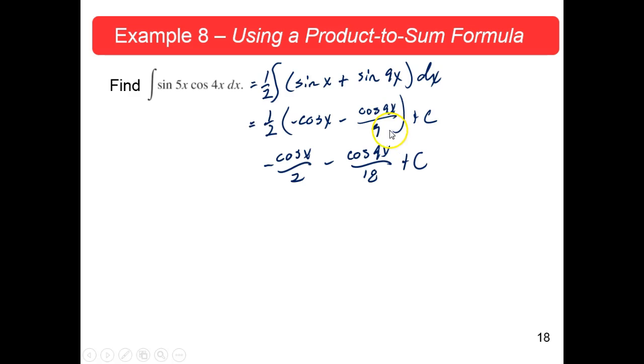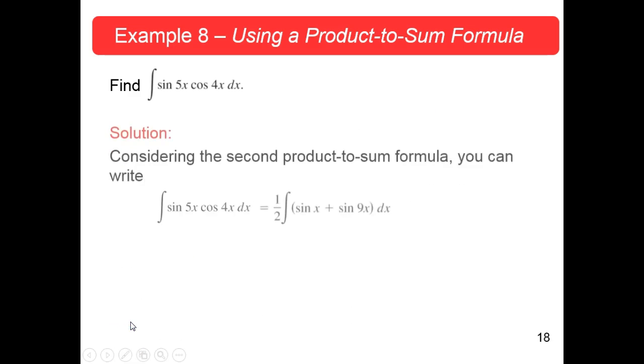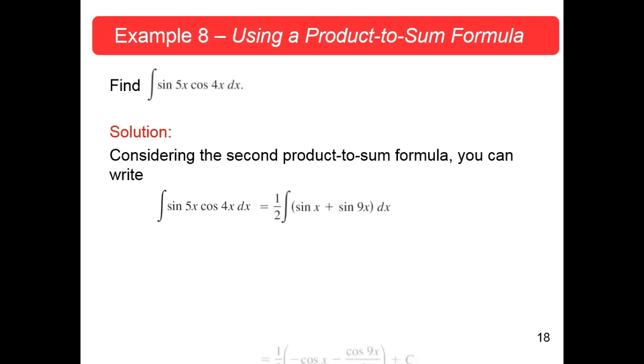All right. Oh, wait, I forgot. They have this one shown. So let's erase this and see what we got. Considering the second product to sum formula, that was the middle one, that would be 1/2 the integral of sine x plus sine 9x dx, which would be 1/2 of the antiderivative of sine, which is minus cosine, just like you said. The antiderivative of sine 9x would be minus cosine 9x over 9, undoing the chain rule, plus c, and that would be minus cosine x over 2 minus cosine 9x over 18 plus c.